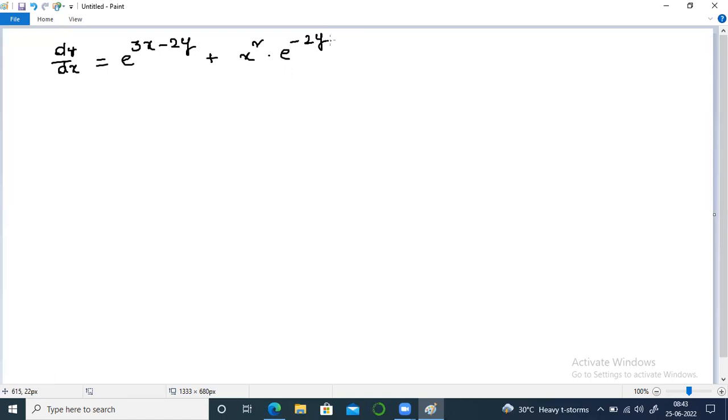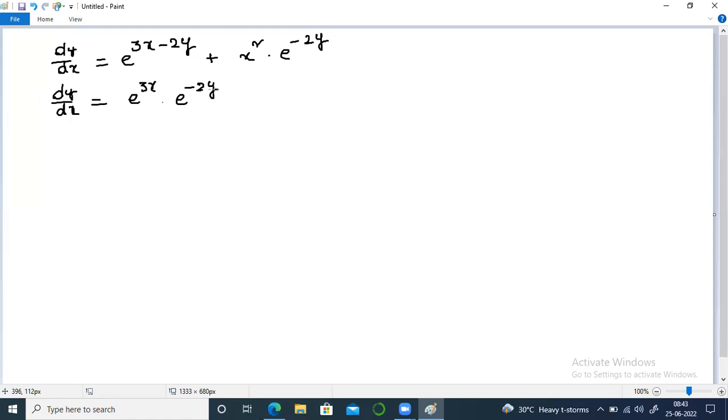Now, the first step, as I said, is to identify the variables. I have identified them. Now I have to separate the two variables. To do that, I segregate the term here: e to the power 3x into e to the power minus 2y.